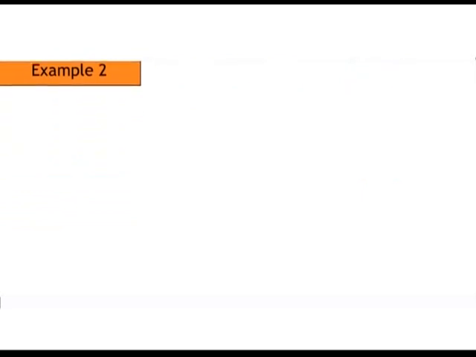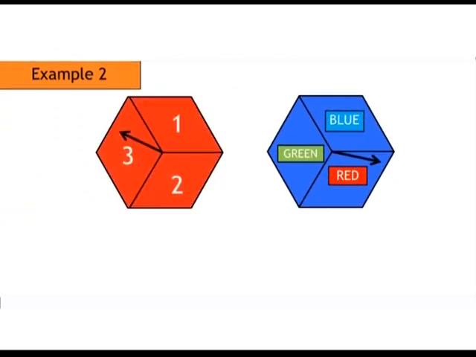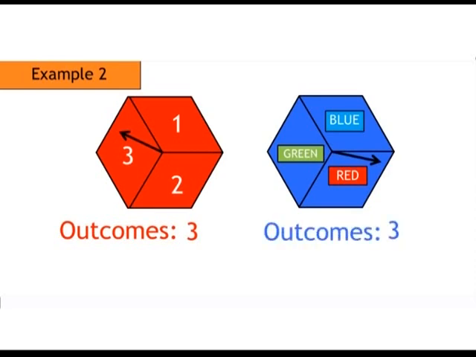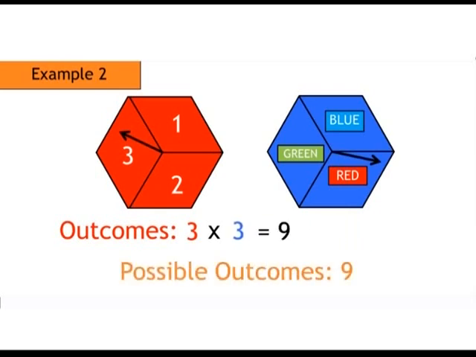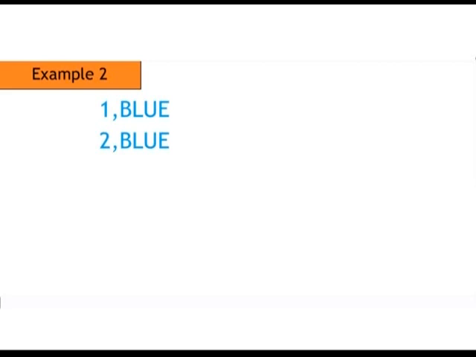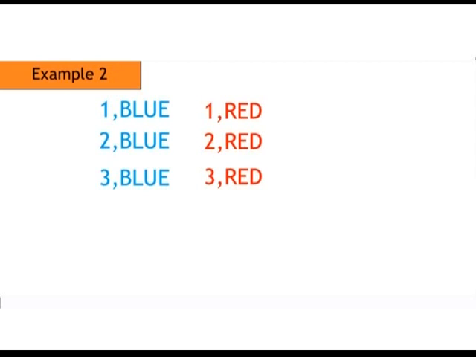In another example, we have 2 spinners. One is 1, 2, and 3. The other is colors, blue, red, and green. On one spinner, there are 3 outcomes, 1, 2, and 3. On the other, there are 3 outcomes, blue, red, and green. When we multiply 3 by 3, the answer 9 is the number of possible outcomes. These are 1 blue, 2 blue, 3 blue, 1 red, 2 red, 3 red, 1 green, 2 green, 3 green.